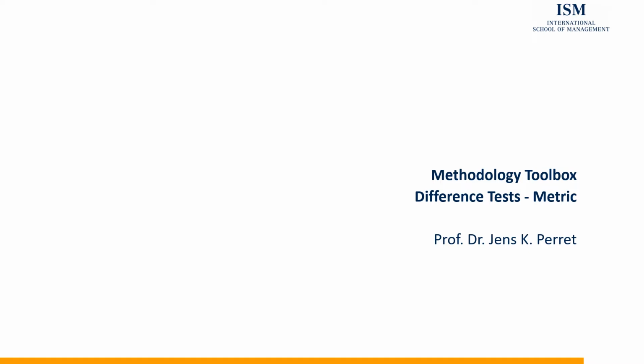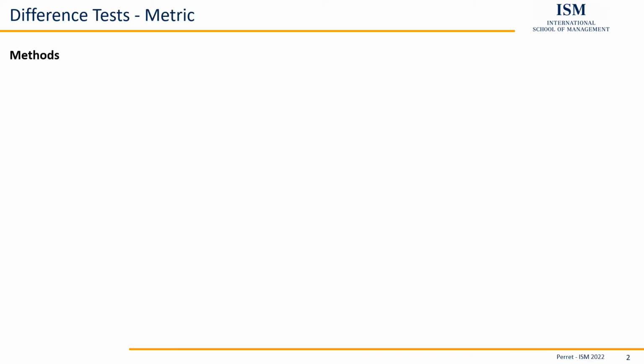This time I'm going to talk about difference tests for the situation that the dependent variable is metric. In this context, we have four different approaches we can use. The four different approaches come from the fact that we differentiate between: do we have only two samples which we compare, or do we compare more than two samples? The second part is our data: are our samples paired or unpaired?